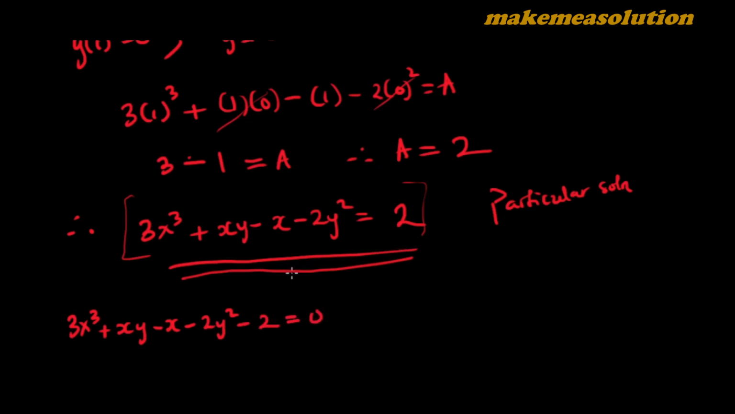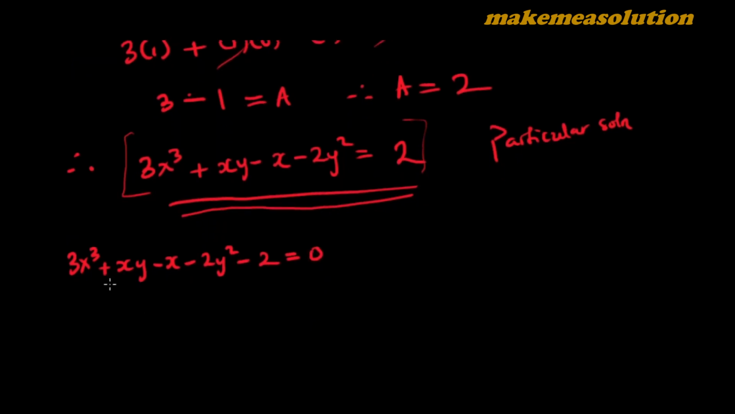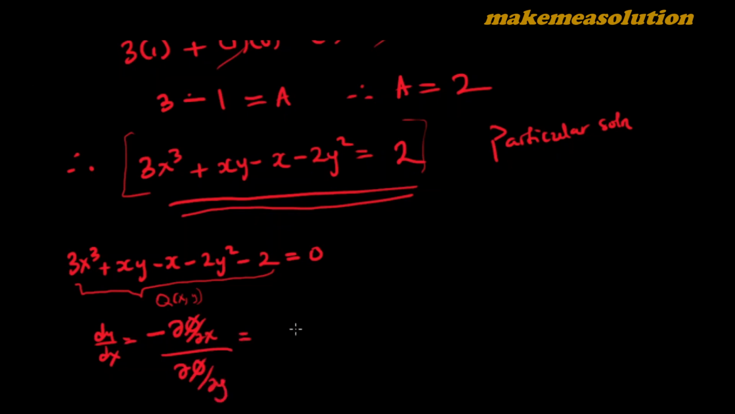The first step is to take everything to the left hand side, so you leave only 0 on the right. Whatever procedure you apply here, apply it for all other exact solutions that you get. Bring everything to the left hand side. After everything is brought to the left hand side, just call this whole expression phi of x comma y. Is that okay? So remember, dy/dx is minus the partial derivative of phi with respect to x divided by the partial derivative of phi with respect to y.